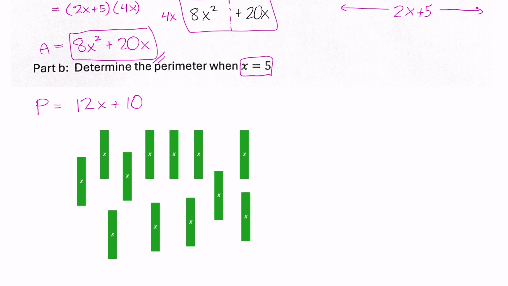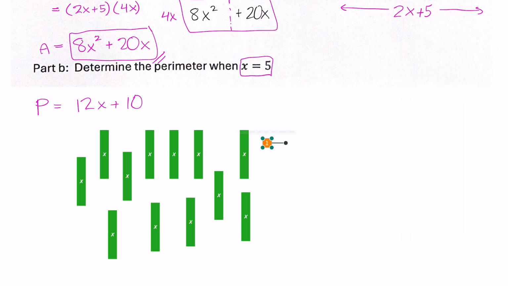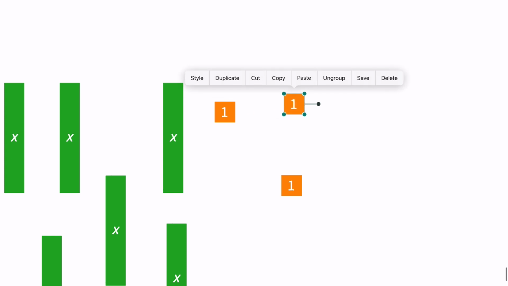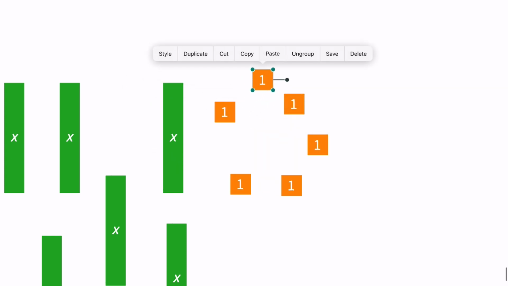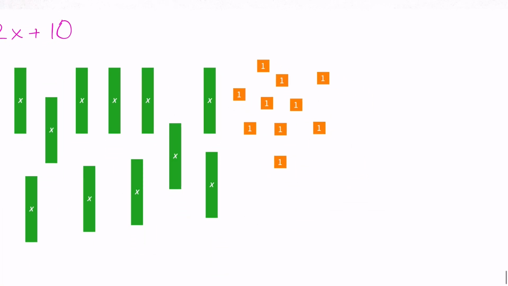So let me draw those in as well. 1, 2, 3, 4, 5, 6, 7, 8, 9, 10. Okay, so let me zoom in here so it's easy. See, so 1, 2, 3, 4, 5, 6, 7, 8, 9, 10. Okay, there we go. That's 10 right there.